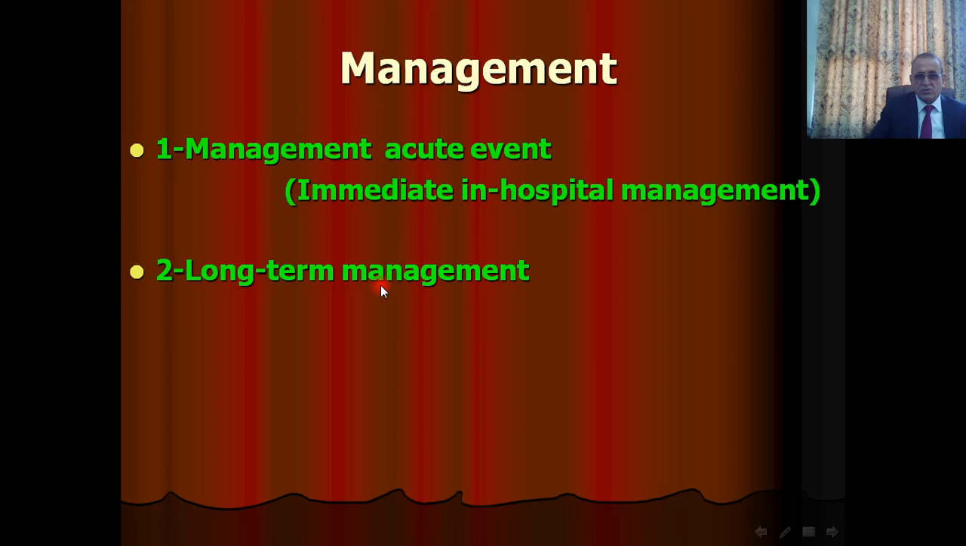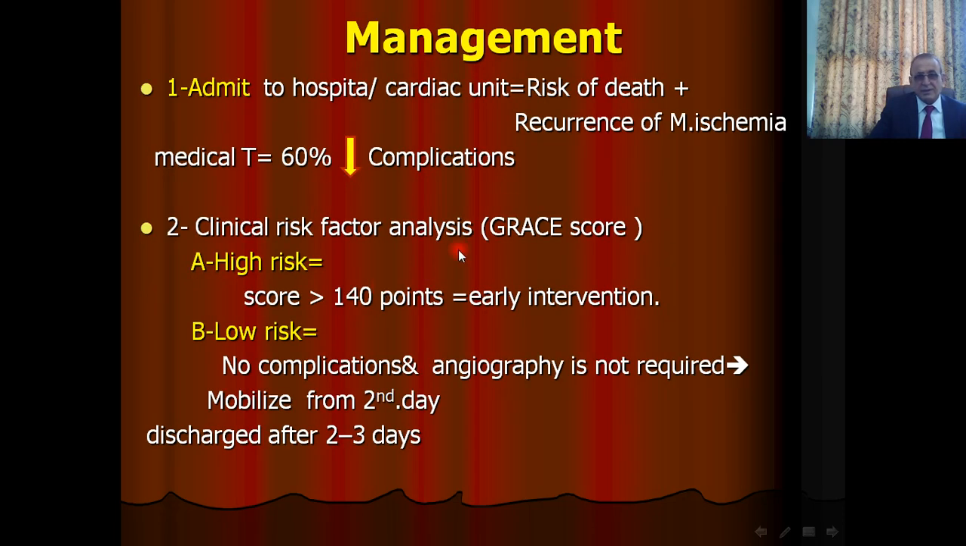Obviously, whenever you see a patient with chest pain, typical, etc., the normal situation is to admit the patient right away in a coronary care unit because there is risk of death and possibility of recurrence of ischemia. You should tell the patient that medical treatment will or might decrease complications up to 40%, because some patients are not convinced why to be admitted in hospital.